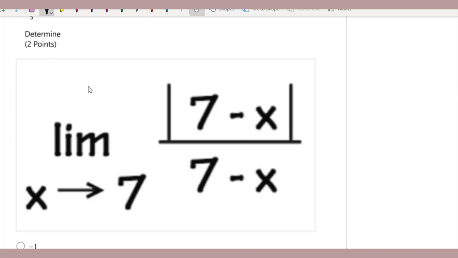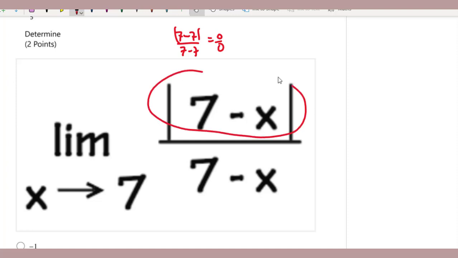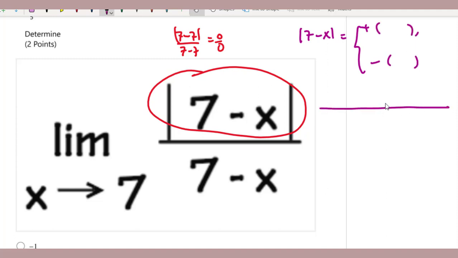This one, determine the limit. First, substitute. 7 minus 7 over 7 minus 7, so 0 over 0 is an indeterminate form. You have to define the value of x. This one, 7 minus x. Define positive, negative, and define. Or just do a number line.